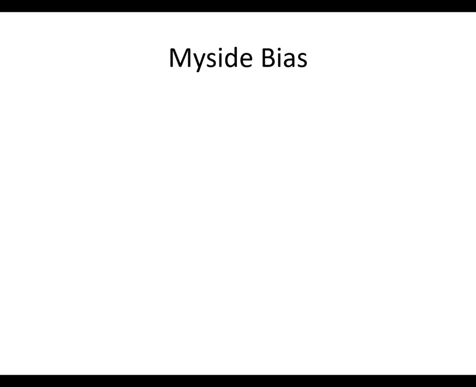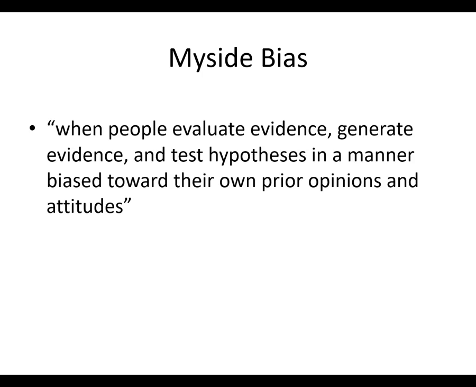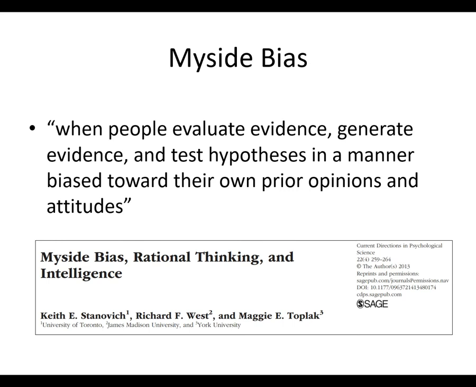My-side bias is a subtype of confirmation bias, which is quite large. Many things fall under confirmation bias. My-side bias is when people evaluate evidence, generate evidence, and test hypotheses in a manner biased toward their own prior opinions and attitudes, according to Stanovich, West, and Toplak.